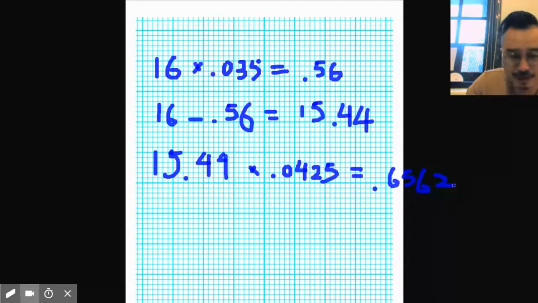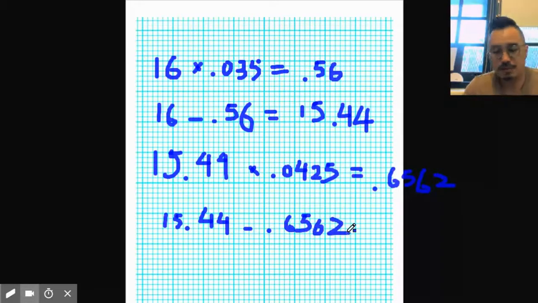And then now at the end, they want to know what's left at the end of the second hour. So 1544 minus 0.6562. 14.7838.